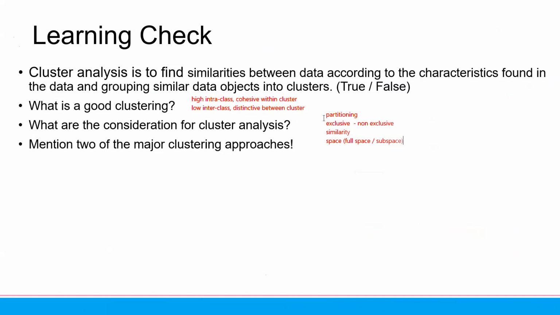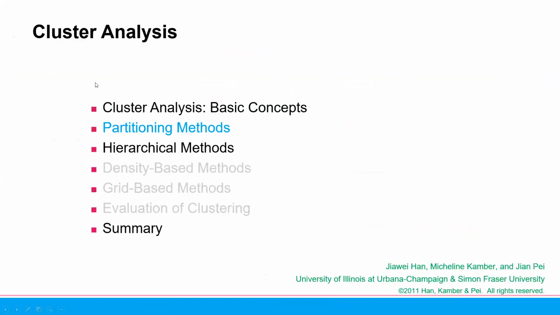Mention two of the major clustering approaches. There are 8 approaches. The two approaches that we are going to learn today are partitioning clustering and hierarchical clustering. So we will learn partitioning methods and hierarchical methods.